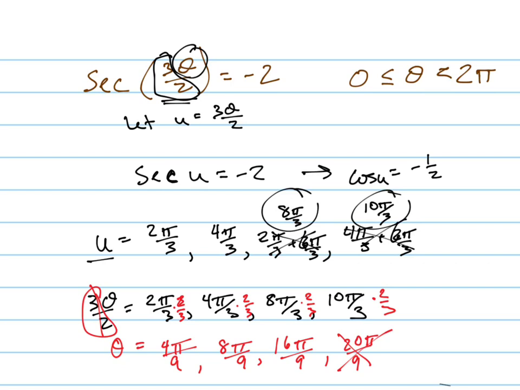20 pi over 9 is bigger than 2 pi. 16 pi over 9 isn't, so those are my 3 answers.